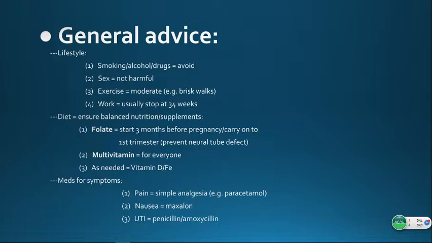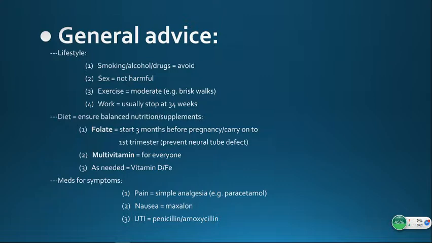Sex is not harmful throughout pregnancy. Exercise, moderate exercise is encouraged. Strenuous exercise is actually considered to cause small babies. An example of moderate exercise may be brisk walks instead of running or any contact exercise. Swimming is a good one as well. In terms of walking, most women stop at 34 weeks, but in the case of any complications such as preeclampsia, you might consider stopping walking a bit earlier.